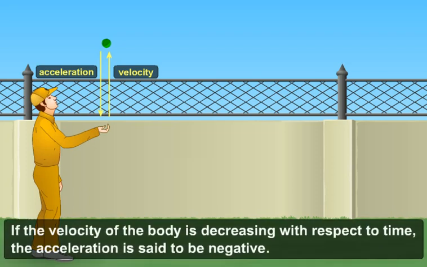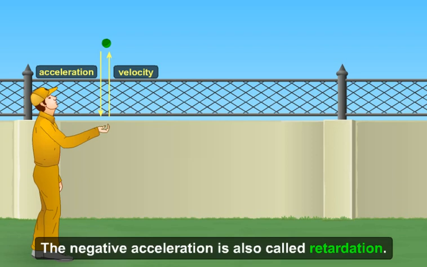Students, we can conclude that if the velocity of the body is decreasing with respect to time, the acceleration is said to be negative. The negative acceleration is also called retardation.